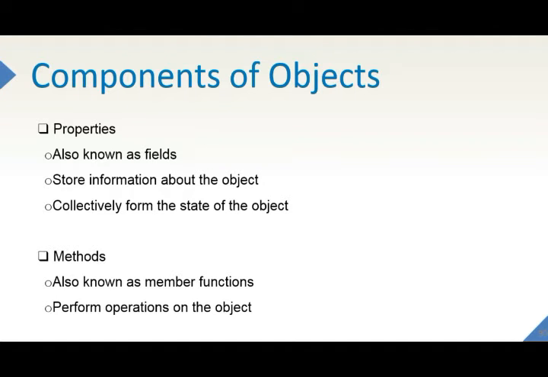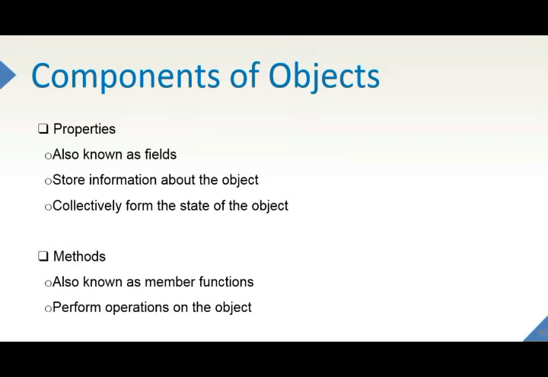Components of objects. The key concept behind an object is that it combines a representation of data in a system along with algorithms to access, manipulate, and perform operations on that data. The data are encoded in an object using properties. Properties are also known as fields. They store information about the object. The combination of the values of these properties collectively forms the state of the object.